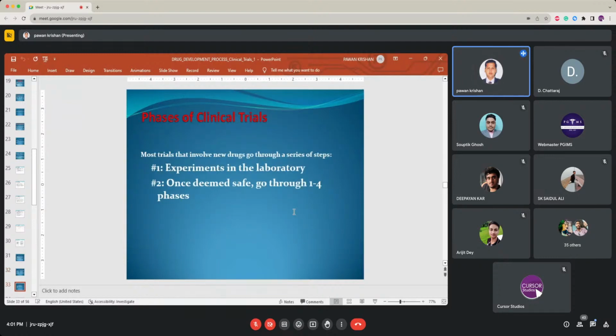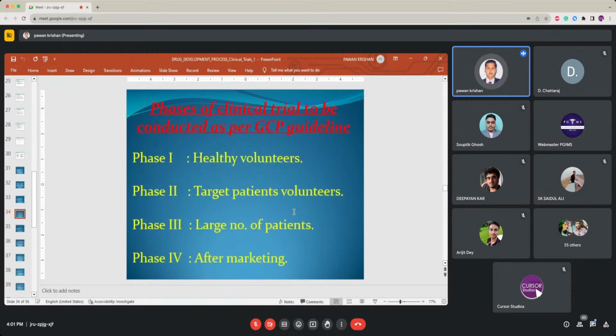So once the experiments in the lab or preclinical are established, then it's safe. Then you have to go through different phases of clinical trial. So different phases of clinical trials, as you are aware, include phase 1, phase 2, phase 3, and phase 4. That is, phase 1 includes healthy volunteers. Now, why healthy volunteers? Why do we need to study on healthy volunteers rather than on patients? Why do we have to go for phase 1? We can start with the patients itself with a small dose or small number.